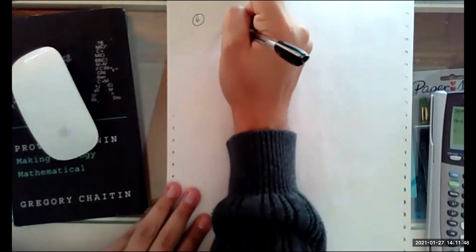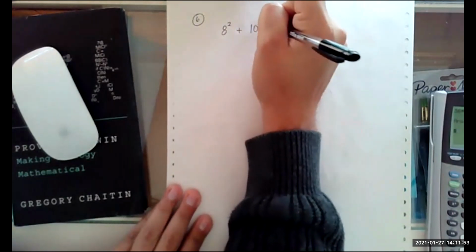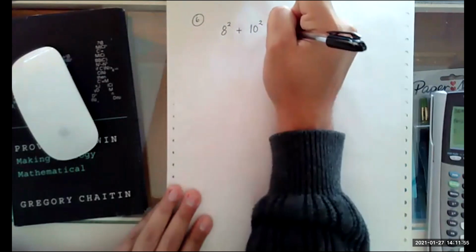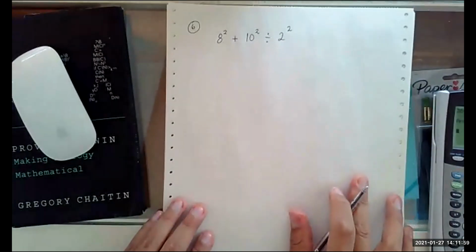Let's look at 8 to the second power plus 10 to the second power divided by 2 to the second power.